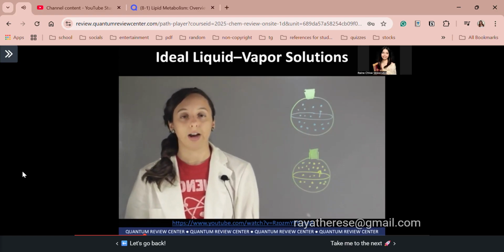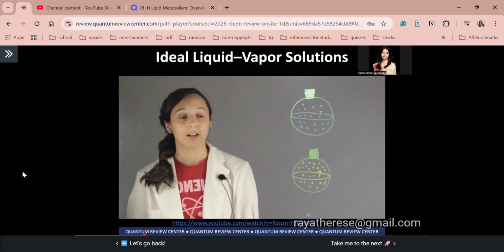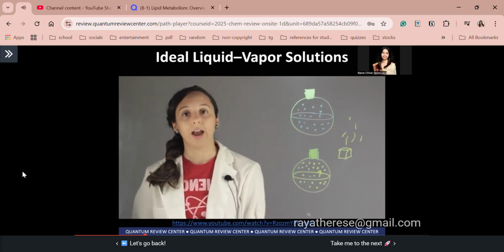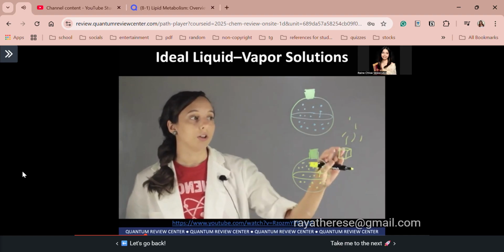So another example of something that's very volatile is frozen dry ice, or frozen carbon dioxide. And that actually goes from being a complete solid to a gas. It sublimates, and that's extremely volatile. It happens very quickly. All of those solid particles want to escape and become gas particles.